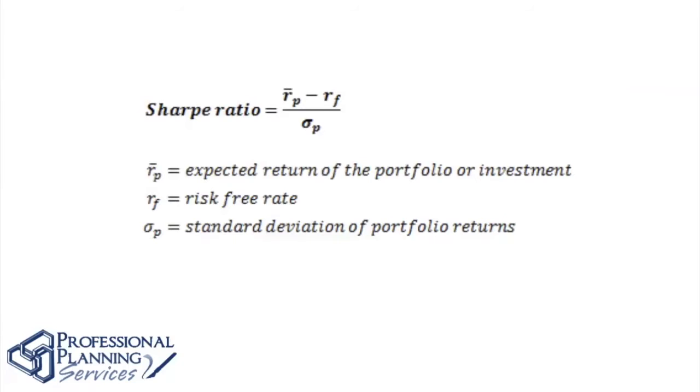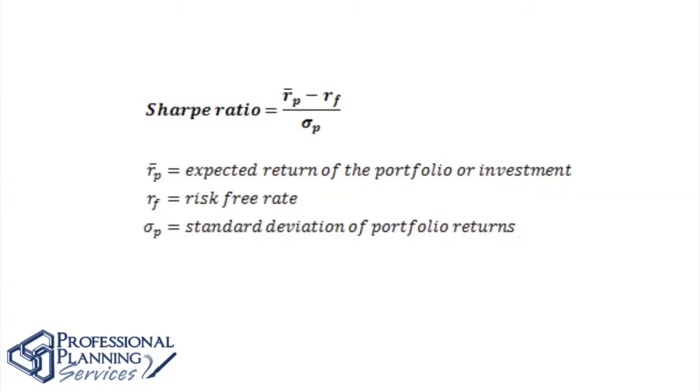So what is the formula? Well, the Sharpe Ratio equals the expected return of a portfolio minus the risk-free rate of return, divided by the standard deviation of a portfolio's return. Boy, that's a mouthful. So let's break this down a little bit.